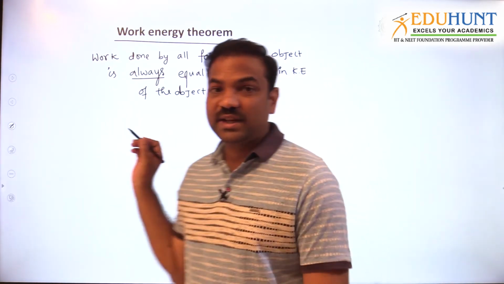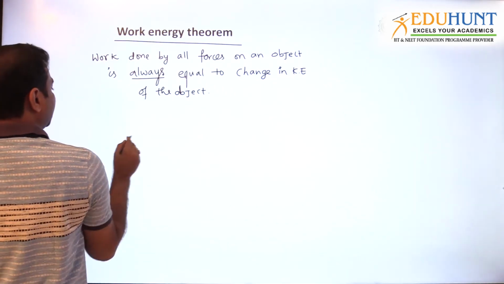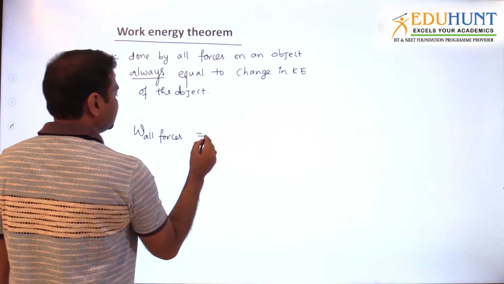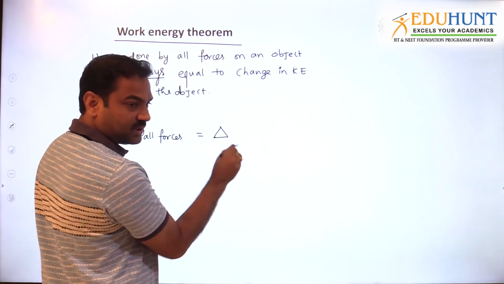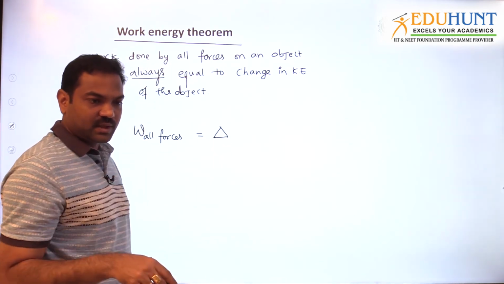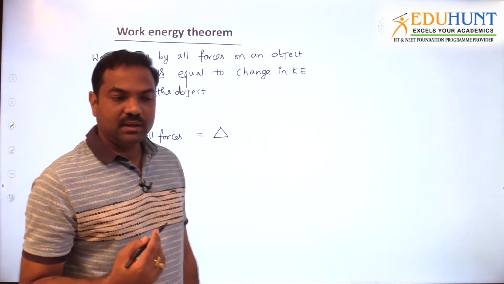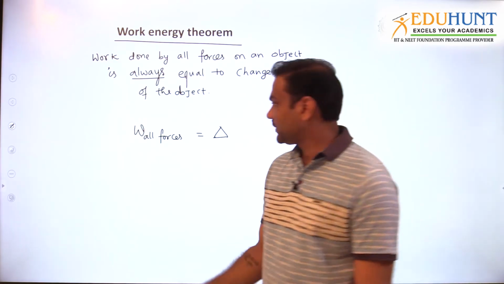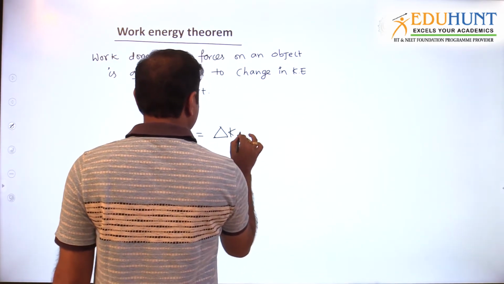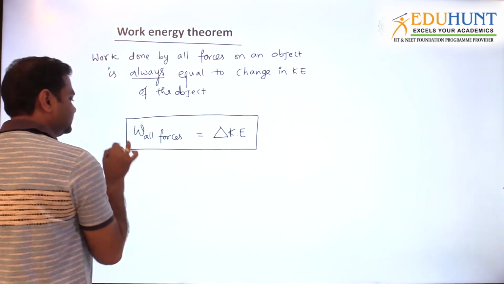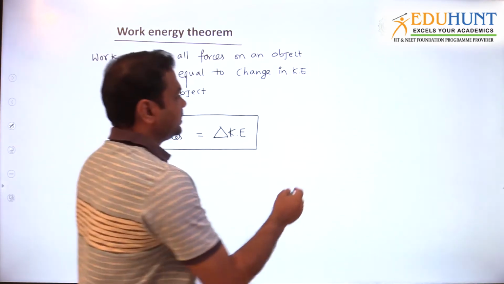Work energy theorem statement. Entire this statement can be written as work done by all forces is equal to change. Delta means change. I think you know this term, delta, derivative. Delta means change, D also change. What is the difference between delta and D? Delta stands for large changes, D stands for small changes. Okay. So work done by all forces is equal to delta KE. This is the work energy theorem. So how to prove them?